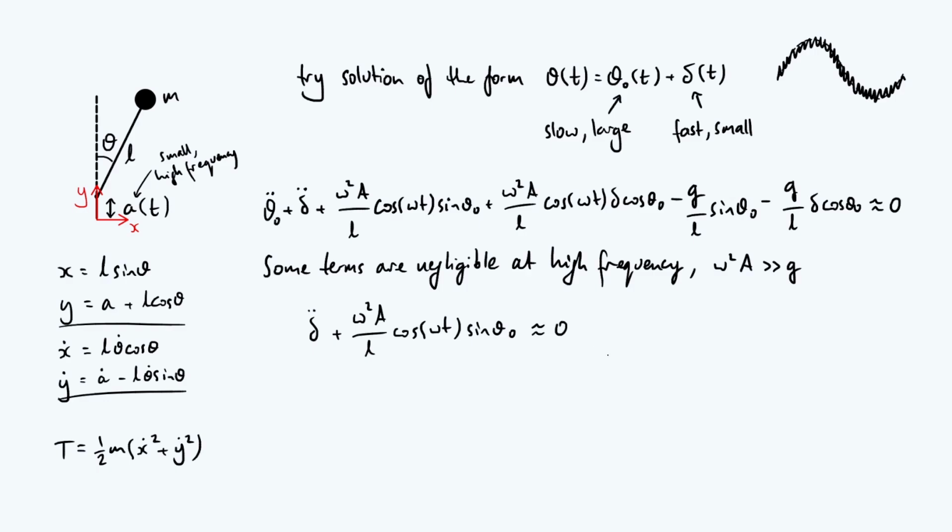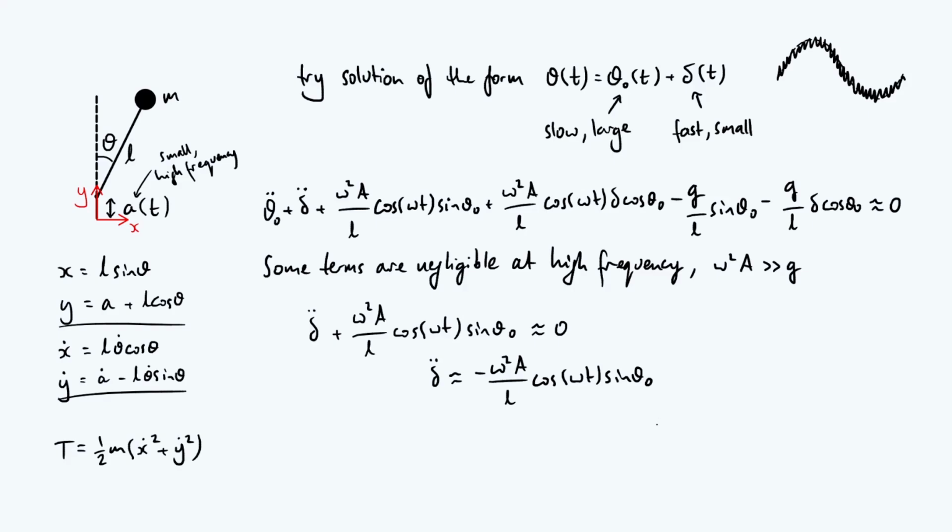A very nice simplified equation of motion that is going to allow us to figure out a sensible functional form for delta. And that's because you can just keep the delta double dot on its own on one side, and move the other term to the other side. All that's going to happen, of course, is that it picks up a minus sign. So delta double dot is approximately minus omega squared a over L times cos of omega t times sine of theta naught.